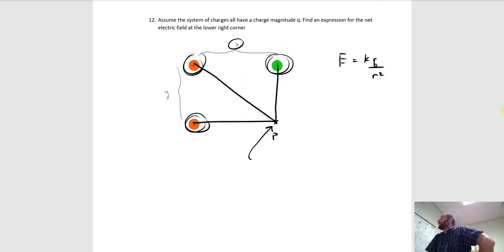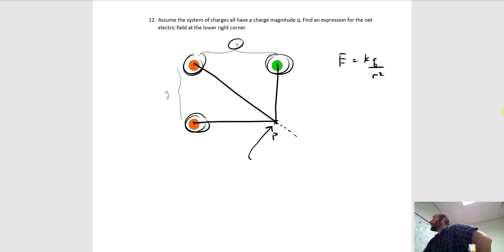And if you look at that picture, there's kind of a shortest distance, a middle one, and then a longest distance. That should allow you to actually scale those electric field vectors. Now, once you draw those, the next thing you're going to have to do is add them vectorially.